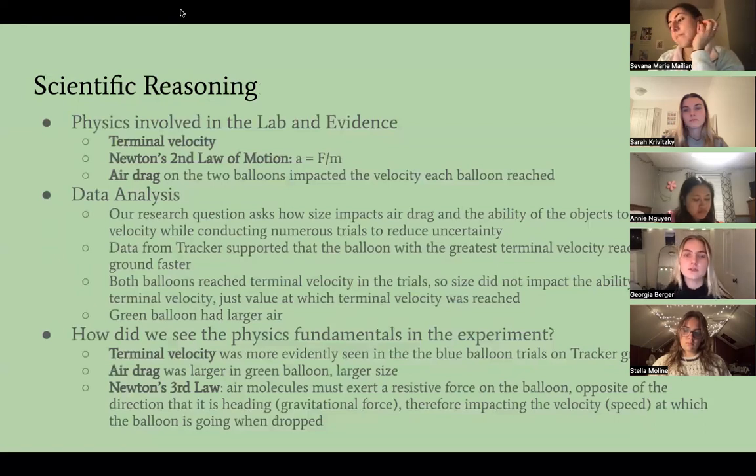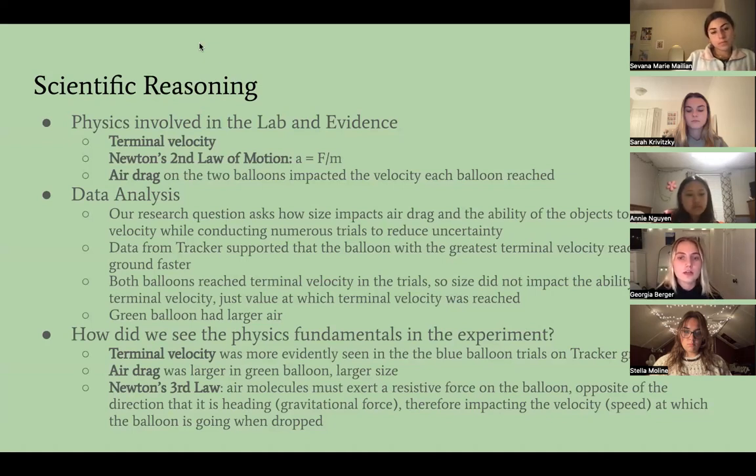For the scientific reasoning of our experiment, we are most concerned with the data that we got and how we can correlate that to the physics concepts of our research question. So the data from Tracker support that the balloon with the greatest terminal velocity reached the ground faster. And both balloons reached terminal velocity in the trial, so size did not impact the ability of the balloons to reach terminal velocity, just the value at which that terminal velocity was reached. And furthermore, we found through finding the air drag that the green balloon had a larger air drag since the resistance is larger due to its larger size.